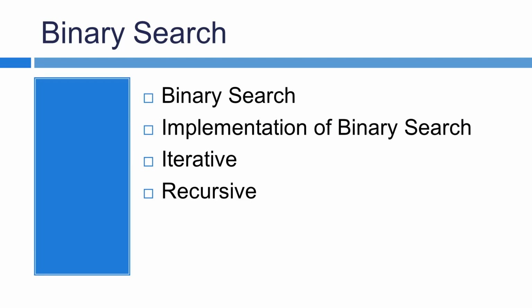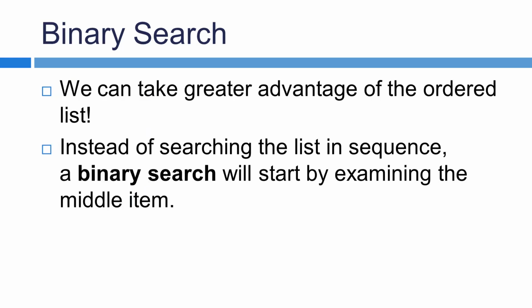So, we're going to go over binary search. In the next lecture, we'll do an implementation of binary search, and we'll also discuss the iterative and recursive versions of binary search. In the last lecture, we talked about implementing sequential search and how we had different implementations for ordered lists and unordered lists. So we can actually take greater advantage of the ordered list.